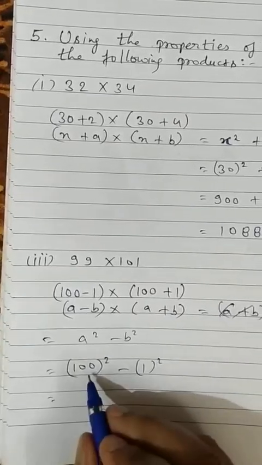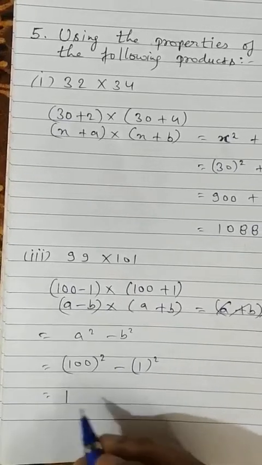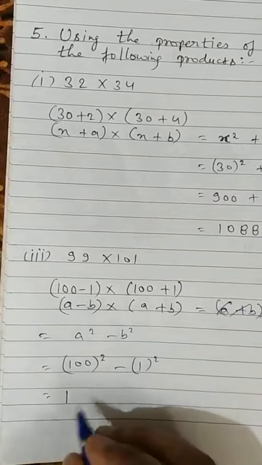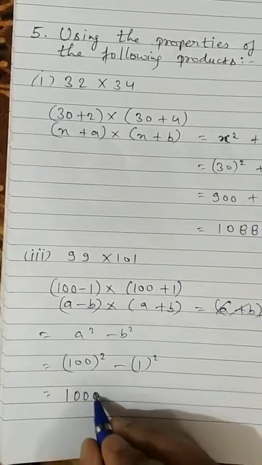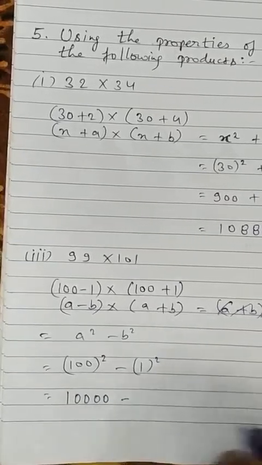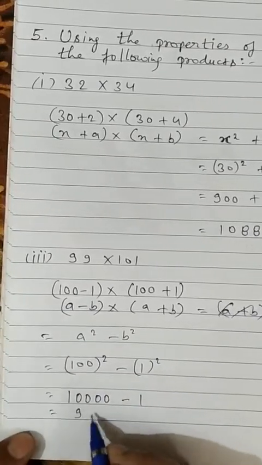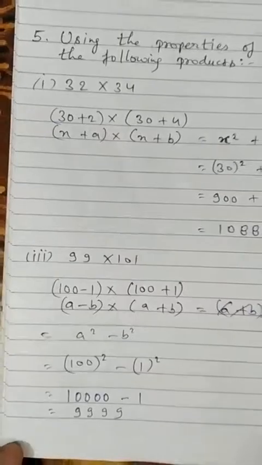So what is the square of 100? We have to put 1 and double the number of zeros. 2 zeros becomes 4 zeros, and the square of 1 is 1. When we subtract it, we get 9999. This is the answer.